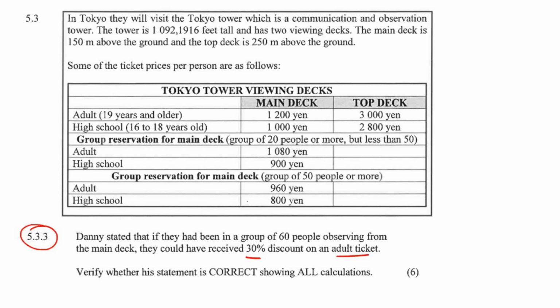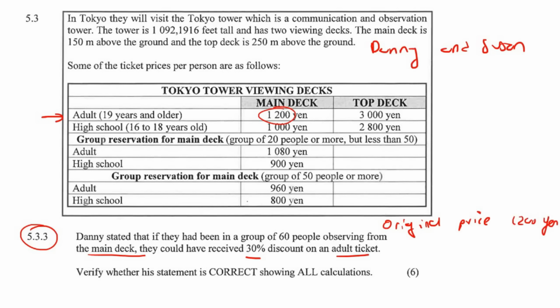So we know from previous questions that this question is all about Danny and Susan. So they're only 2 people. So when they go to the main deck, because they're saying here that they go to the main deck, they're just going to pay the normal adult price for the main deck, which is 1,200 yen. Okay, so the original price is 1,200 yen. Now, if you're a group of 20 people, but less than 50, then you can pay this amount.